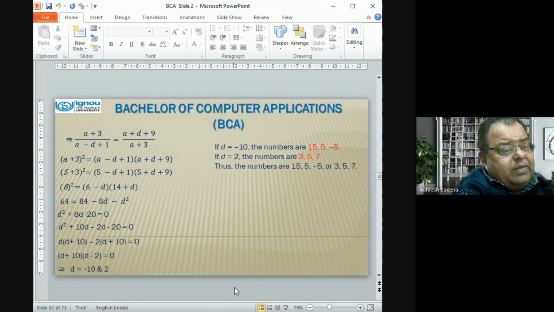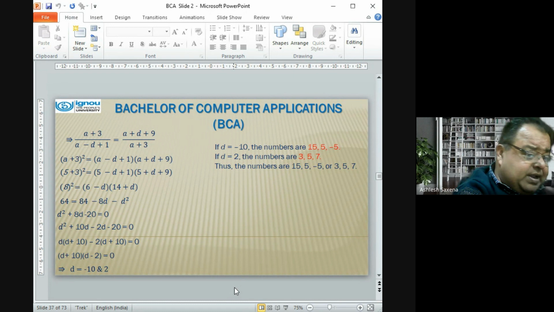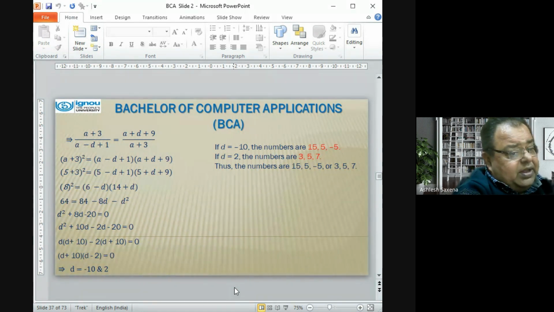Fine. Now we start writing the values of A. That will be 5 plus 3 whole square is equal to 5 minus D plus 1 and 5 plus D plus 9. So you will get 8 whole square equal to 6 minus D into 14 plus D. Correct? Multiply it, you will get a quadratic equation. Bring everything on one side, keep D square as positive. That means you will be moving from right to left. As you move from right to left, D square becomes plus D square, minus 8D will become plus 8D, and you have to now subtract 64 minus 84, that will be minus 20, equal to 0.